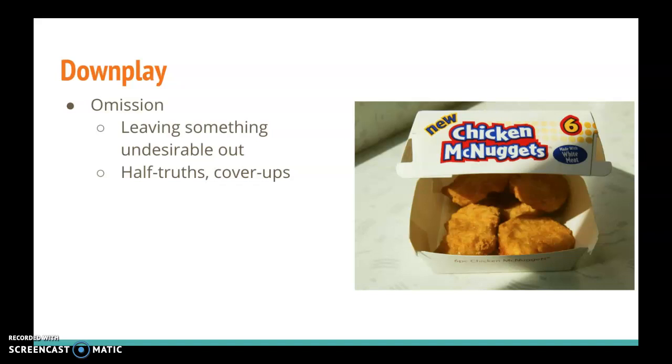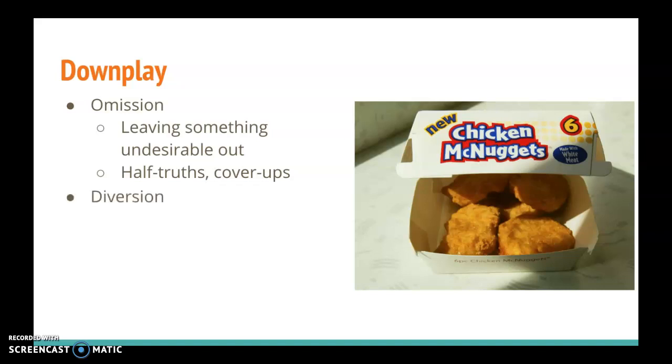They leave that undesirable question mark out of the message, and they just say, hey, we have this new Chicken McNugget that's now made with 100% white meat chicken. You don't have to worry about what it was made with before. And so this is a half-truth or a cover-up, and it can be really difficult to detect those sorts of things. Other examples of half-truths could be quotes out of context, or just not telling the full truth. And another example of a cover-up might be censorship, book burnings, and managed news. So there's lots of downplaying through omission that happens both in advertising as well as in the political realm.